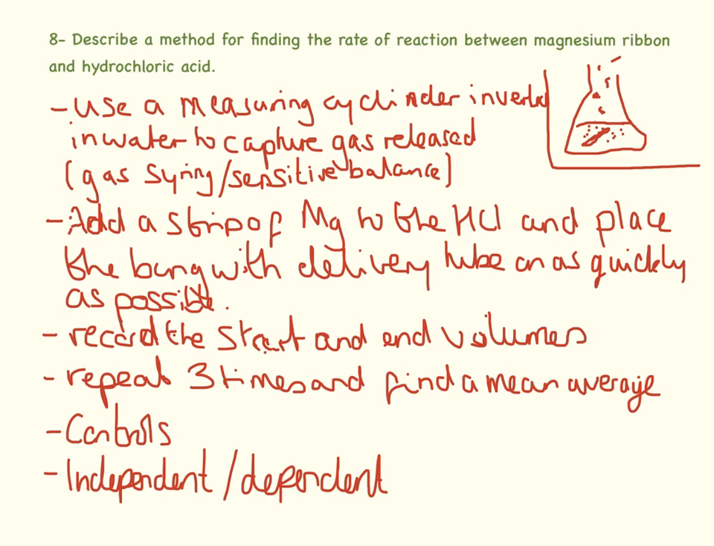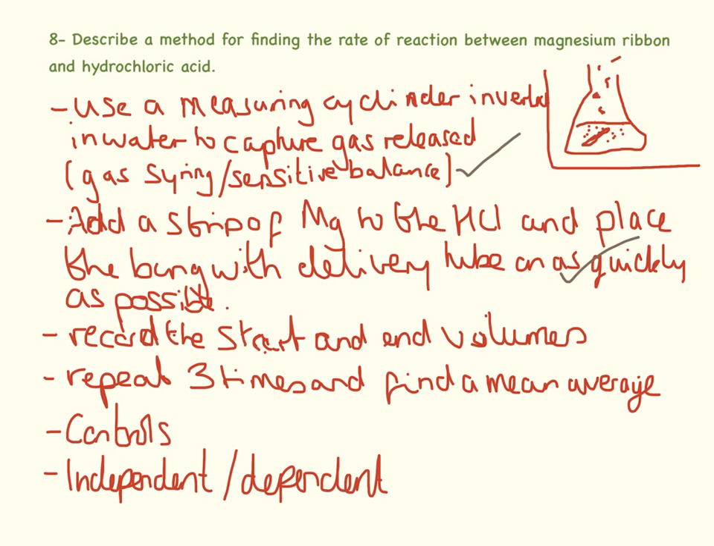So I always like to use a measuring cylinder immersed in water to capture the gas released. You could use a gas syringe, or you could use a very sensitive balance to measure the loss in weight. Add a strip of magnesium to hydrochloric acid and place the bung on with a delivery tube as quickly as possible. Record start and end volumes, repeat 3 times and find a mean average. So you're going to get your first mark for telling me the method that you use. You're going to get your second mark for telling me that you're adding the magnesium to the hydrochloric acid.